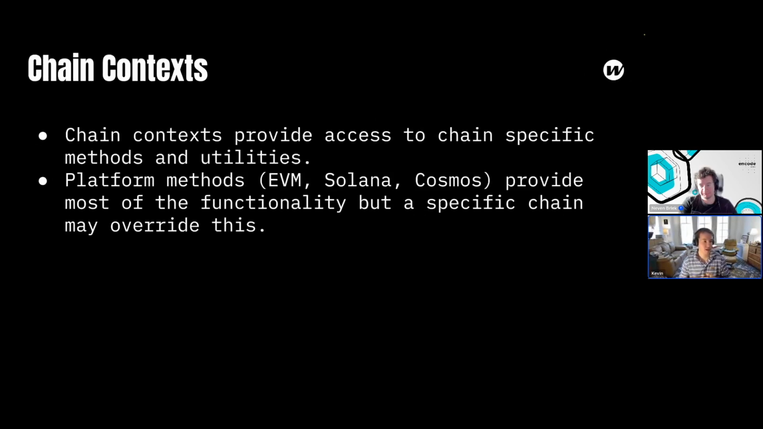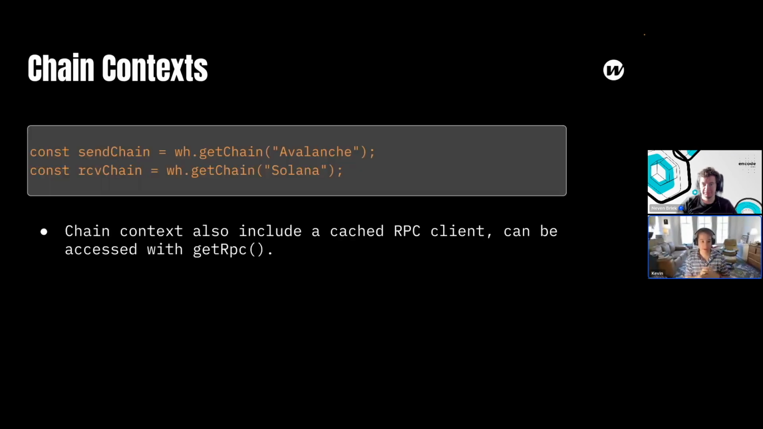So I first want to talk about chain contexts and what they provide and how they help us out. So the SDK is going to give us the ability to grab a chain context, and in that is going to provide utilities and methods that are pertinent to that particular chain. Most of the methods that we're going to use are platform specific, encompassing many chains, and platform meaning they're going to be EVM, Solana or Cosmos ones. But there are a couple cases where a specific chain can override this platform functionality, but our chain context will take care of all that for us.